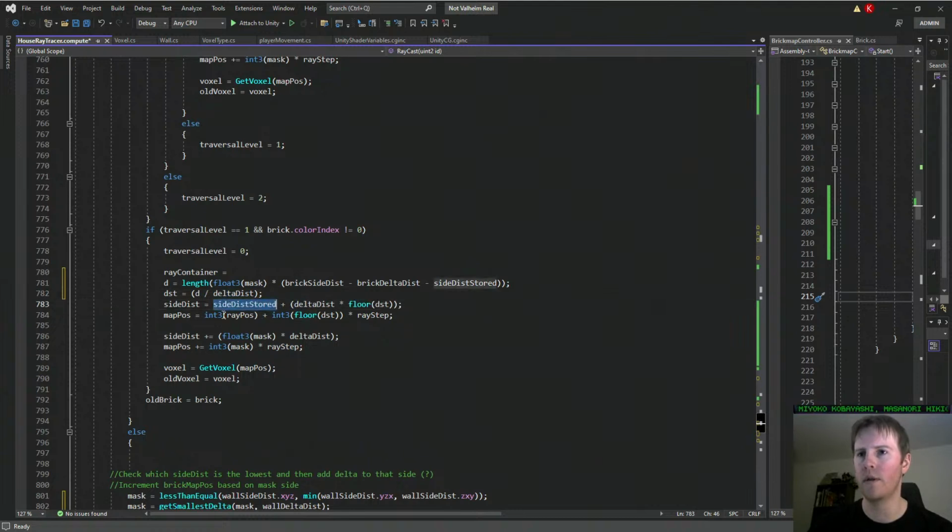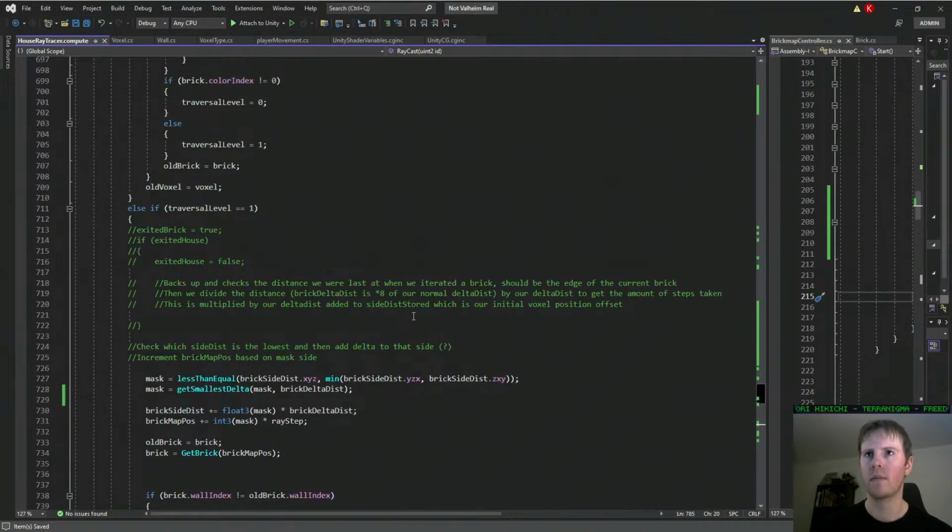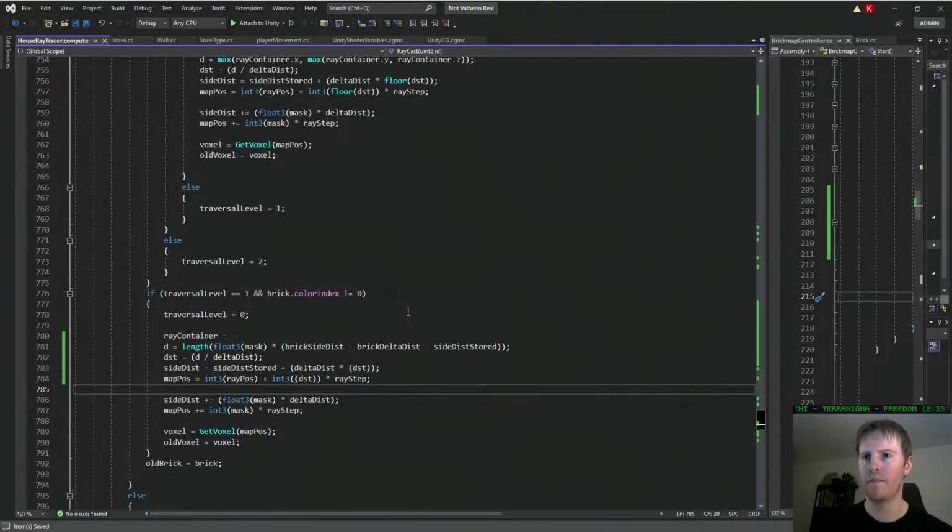No, this is where I wanted the side dist stored to still be. It shouldn't be there. But this doesn't work either. That's the problem. And we did that there.